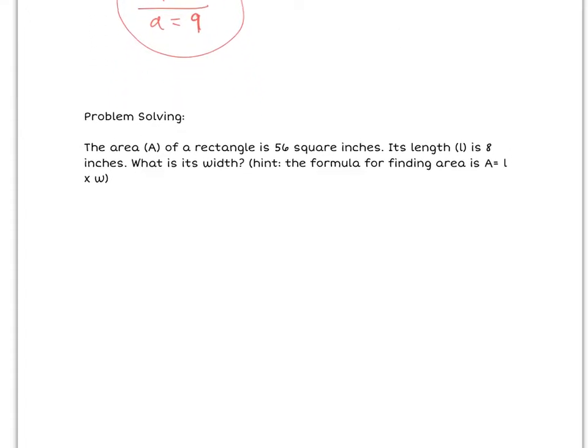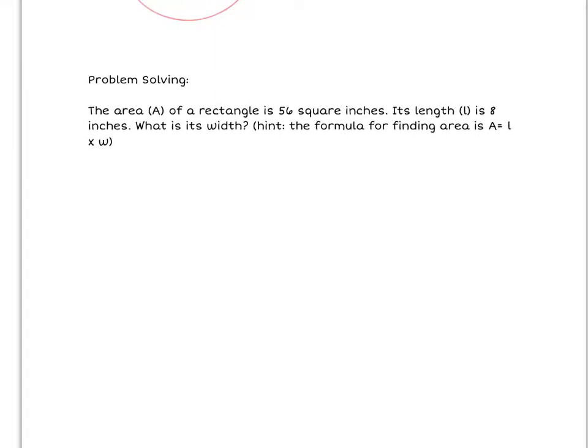So, now we get to a story problem, because there's a couple story problems in your homework. And for that, the area of a rectangle is 56 square inches. The length, which is an L, is 8 inches. What is its width? And the width is going to be measured in W. Hint, the formula for finding area is A equals L times W. So A equals L, I'm going to write a cursive L, times W. That's our formula.